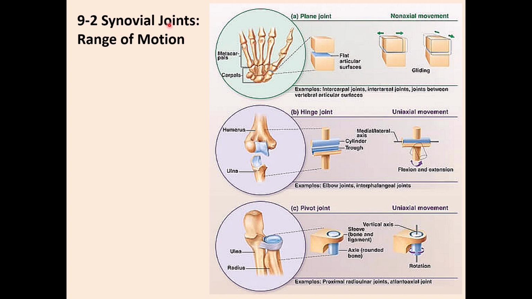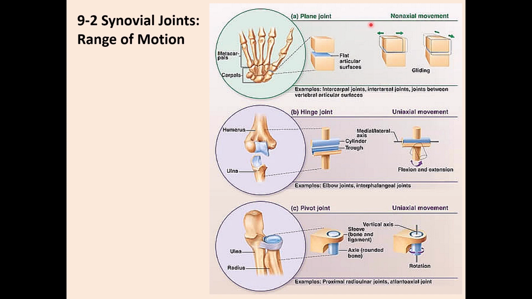So synovial joints are classified based on the range of motions. If you remember, there are three different planes in the body. One is the sagittal, the other one is the coronal, and the third one is transverse. So based on that, they are classified. There are four different classifications based on the range of movement.